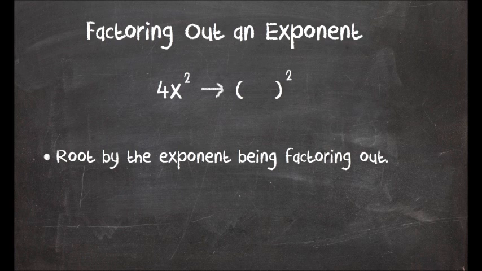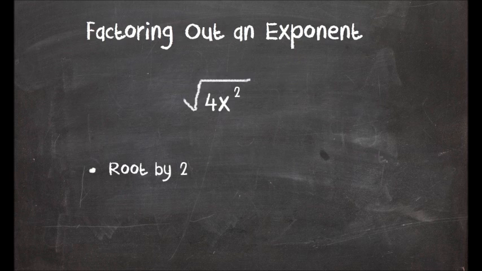What exponent are we factoring out? In our example 4x squared, they're asking us to factor out a 2. So we will root by 2. Now rooting by 2 is more commonly called square rooting. So if you look at our example, 4x squared is being square rooted.